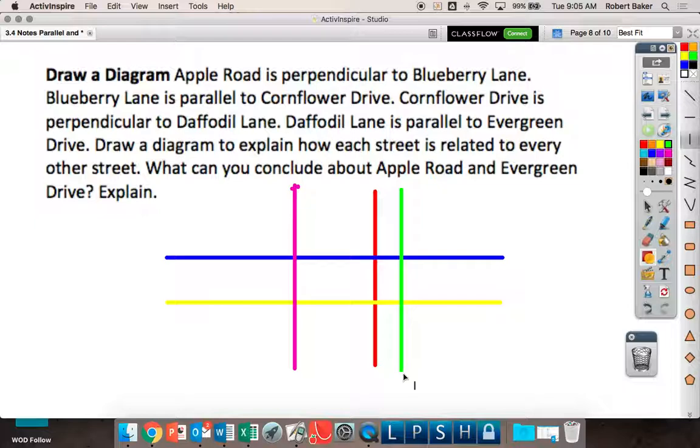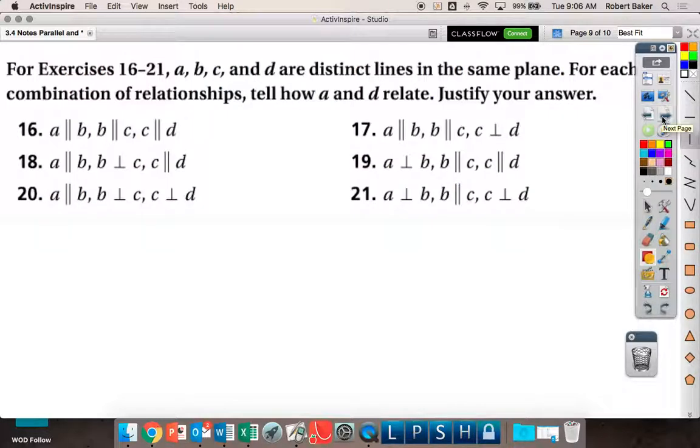What do you know about the red line and the green line? They're parallel. So you can say Apple and Evergreen are parallel. That's confusing as a lot of words, but does the whole concept make sense? I'm not a huge fan of the paragraph because you will see stuff like this on your assignment where it's just a straight sentence of mathematics.